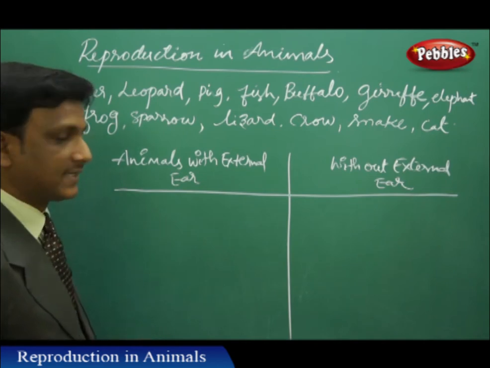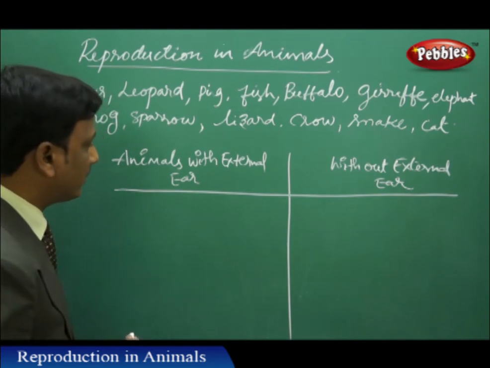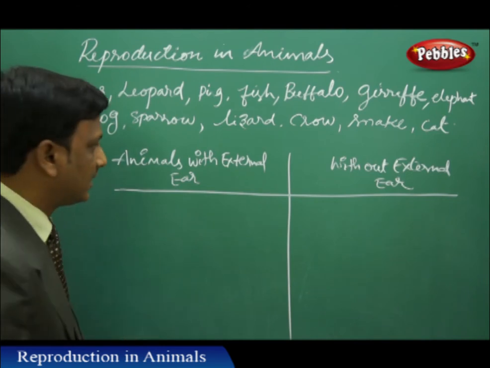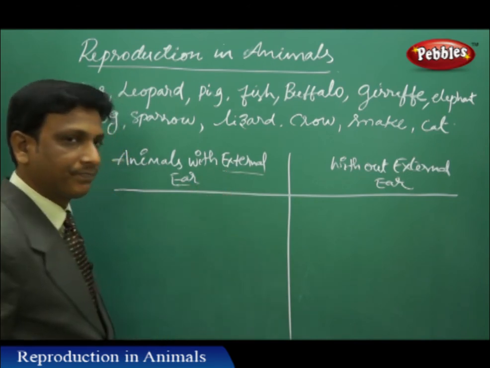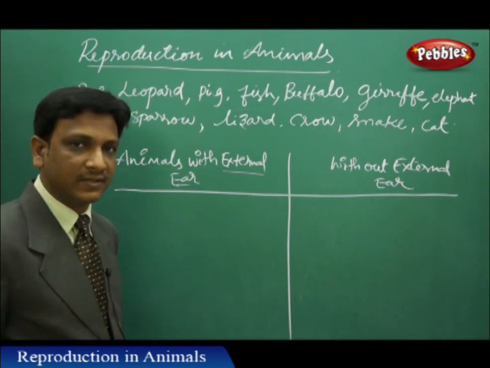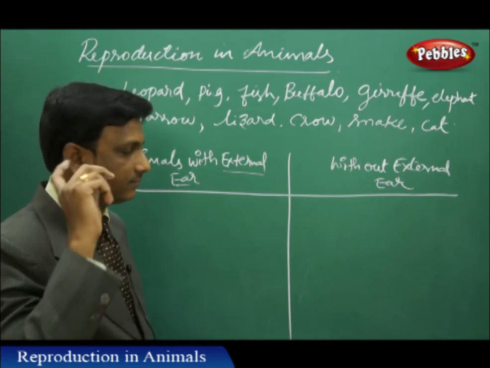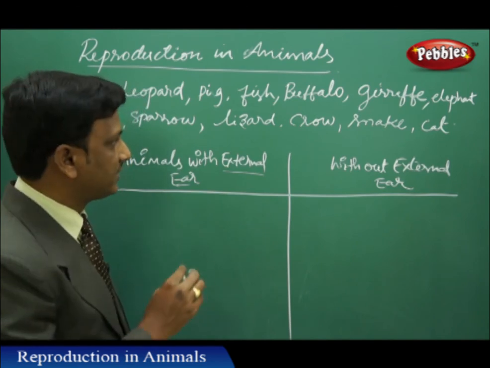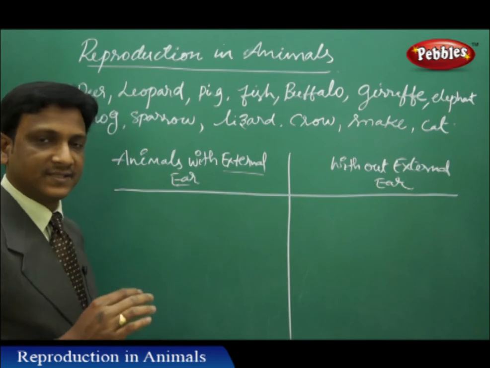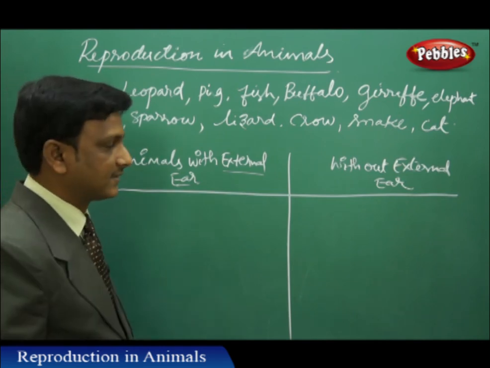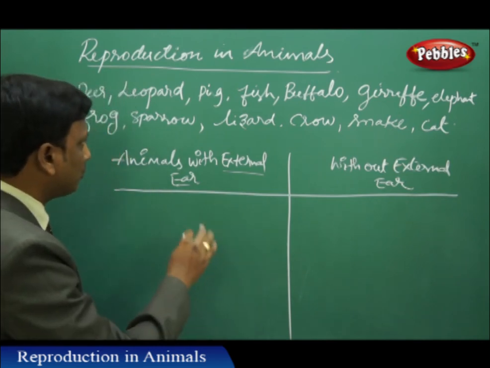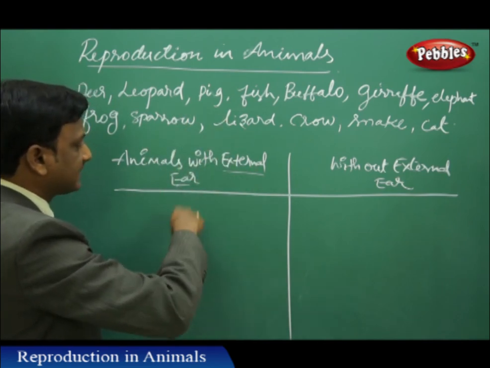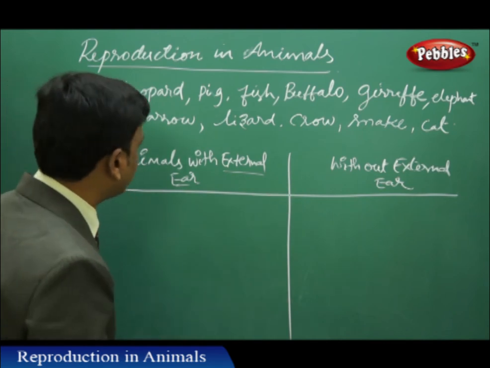crow, snake, and cat. Among this list, we are going to divide it into two groups depending upon the external feature, the external ear. You have an external ear on our face. We are going to see which animals have the external ear and which animals do not have the external ear, and make two groups of this whole set: one group with external ear, the other group without external ear.